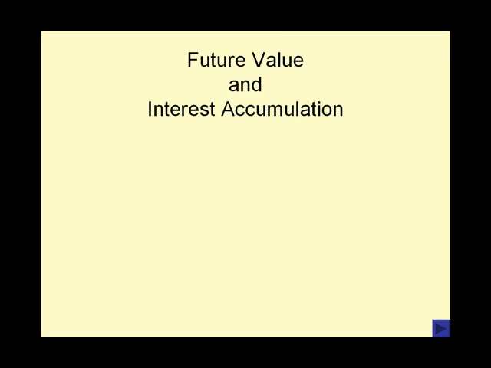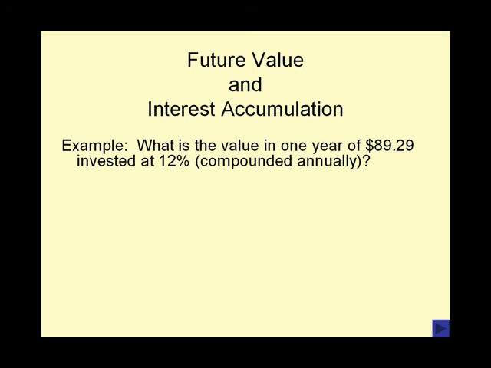Just as a way of reinforcing what we've learned in this session, let's go back to future value and interest accumulation and answer the question, what is the value in 1 year of our $89.29 if we invested at 12%? So what we're doing with this example is taking the present value that we calculated in the present value calculation and investing it at 12% to see what we get in a year. So our three parameters are a present value of $89.29, an interest rate of 12%, and a term of 1 year.